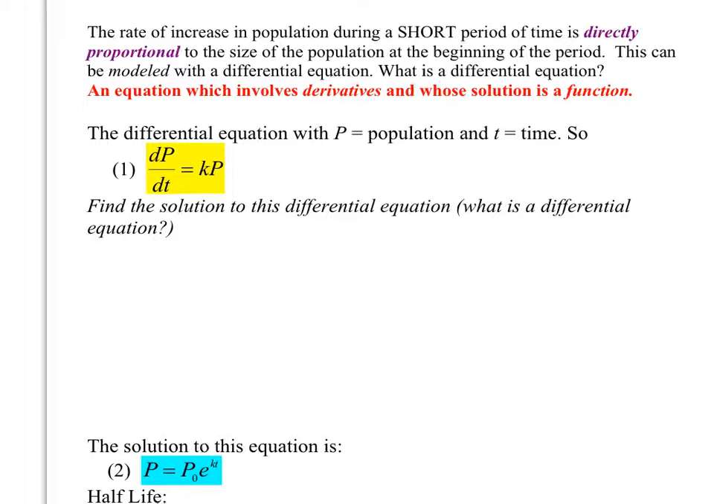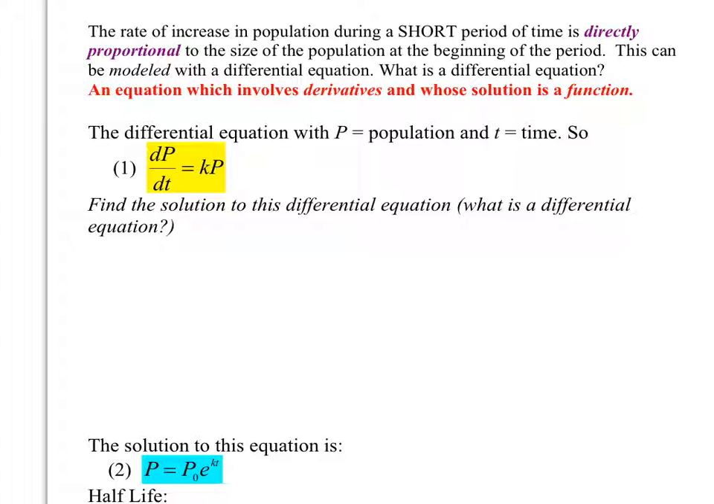Alright, so the rate of increase in population during a short period of time is directly proportional to the size of the population at the beginning of the period. This can be modeled with a differential equation. What is a differential equation? It's an equation which involves derivatives whose solution is a function.